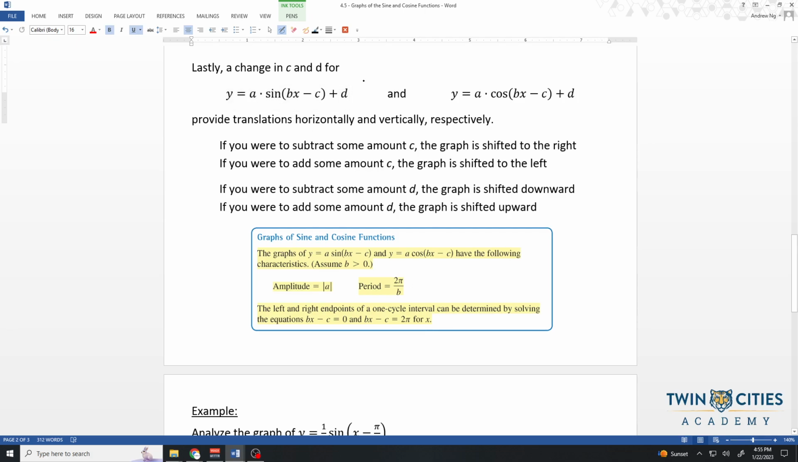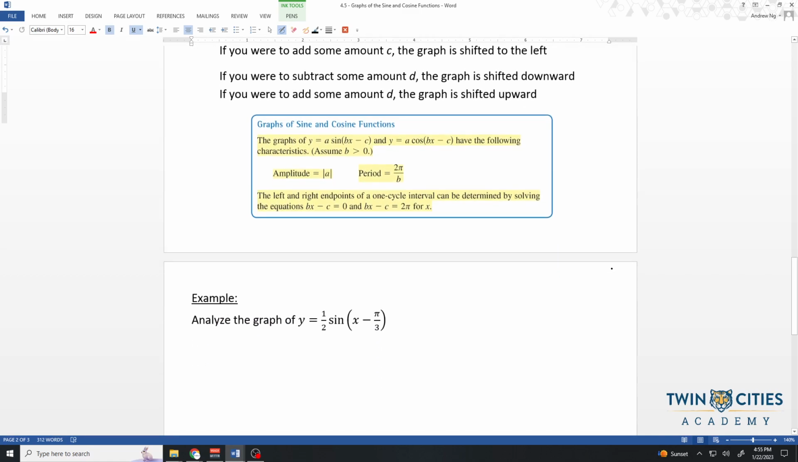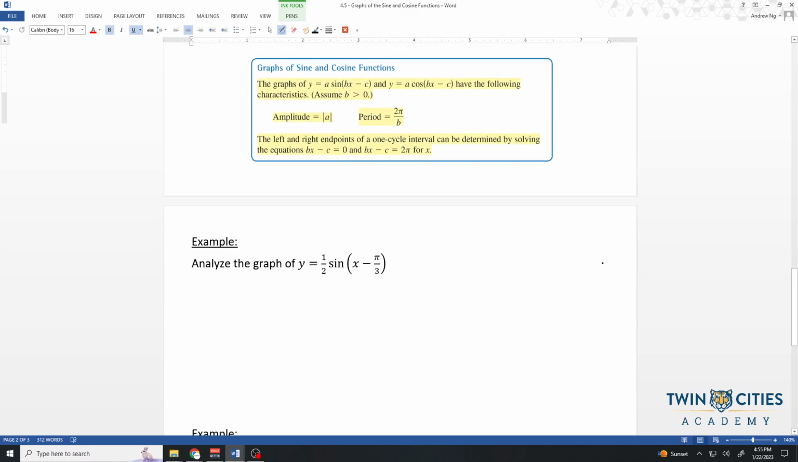For c and d, this is similar to other graphs where it's just going to translate the function left and right or up and down, respectively. Most importantly, the thing I want you to get out of this is that the amplitude is the absolute value of the coefficient a. That tells us how far up and how far down the graph's going to be. And rather than worrying about translations right now, let's talk about just the period.